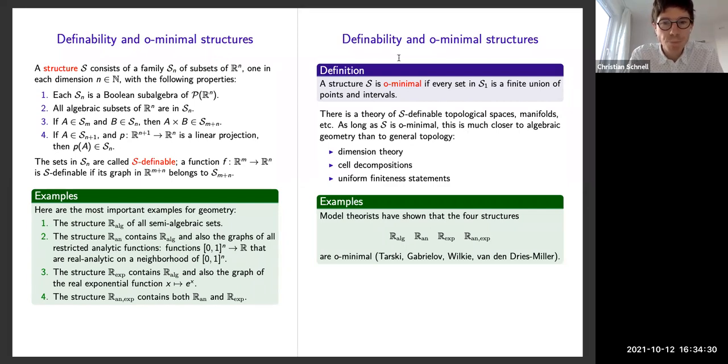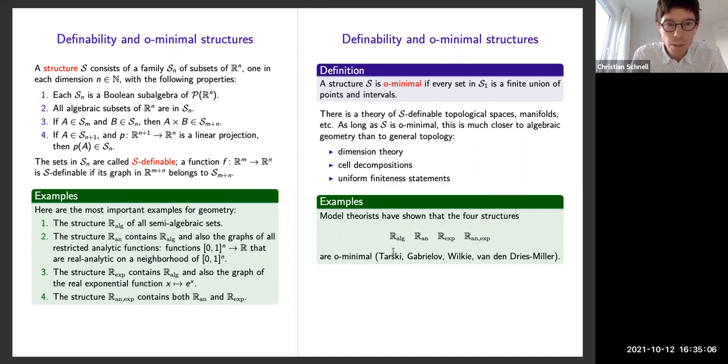This doesn't look like a strong condition, but it is because you have this condition of being closed under projections, right? So for example, if I have a definable set in dimension n, and I project it linearly down to something one-dimensional, then I have to always get a finite union of points and intervals. This puts some very strong constraints on what n-dimensional sets I can have. And well, fortunately for us geometers, the model theorists have put a lot of work into studying these. And they have shown that all of these 4 are actually o-minimal in that sense.